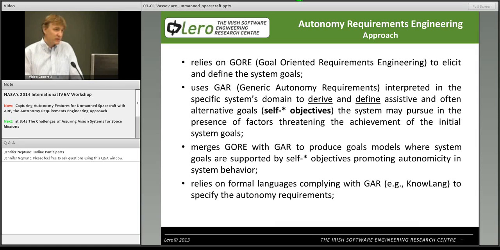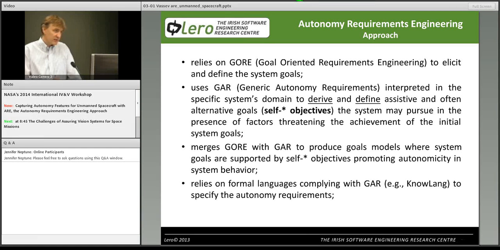So if there is a problem, for example, and the initial goal cannot be achieved, like just transporting the spacecraft from point A to point B, then there will be a few self-objectives supporting this goal in the presence of a particular problem. One of these self-objectives will be, the system can shift to it just to fix the problem and then continue with the initial goal. In our approach, as I mentioned, we basically merge the goal-oriented requirements engineering with the generic autonomy requirements approach to produce new goals for the system.